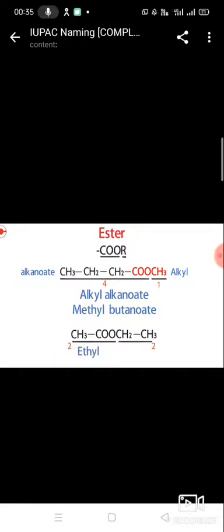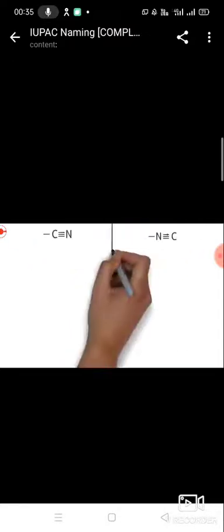Look at the next example. Ethyl group is there, methyl group is there. So ethyl ethanoate.